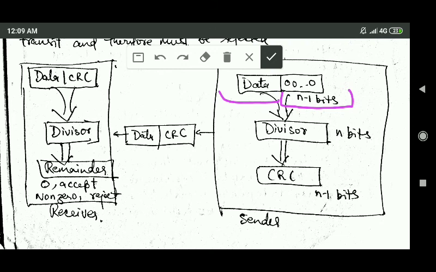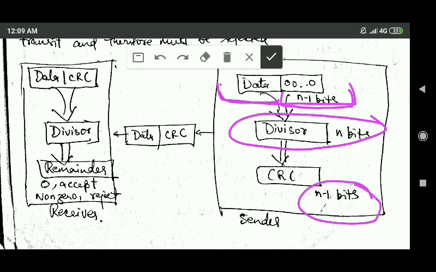Now this extended data unit is divided by this n-bit divisor. When this extended data unit is divided by this n-bit divisor, we get a remainder of n-1 bits. Now this remainder of n-1 bits is called CRC or cyclic redundancy check. So when the divisor is of n bits, then the CRC should be of n-1 bits.